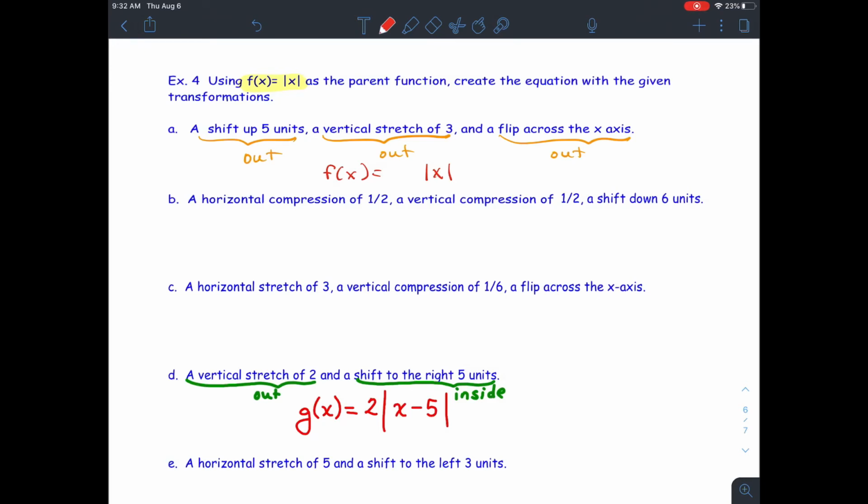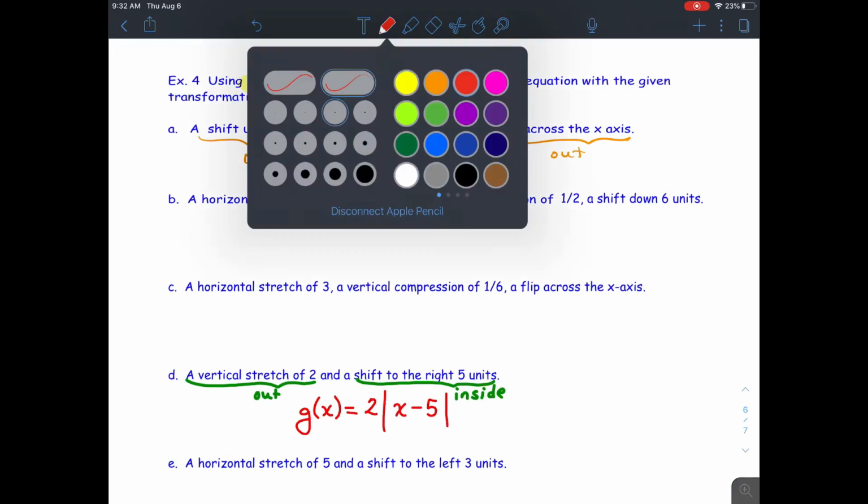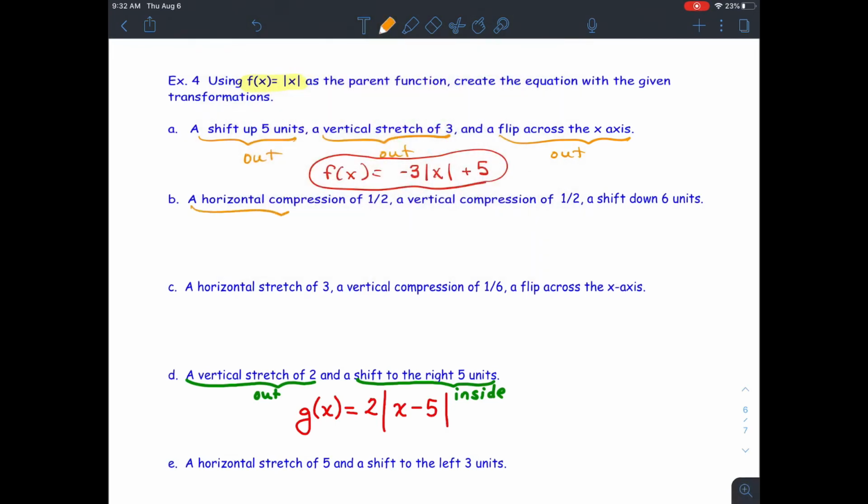So when I build this, I'm only going to have the x in between the absolute value bars. Up 5 would be my +5. Vertical stretch would be a 3. And if it's flipped across the x-axis, well, then I'm going to make the 3 a negative. Okay, all right, let's try another one here.